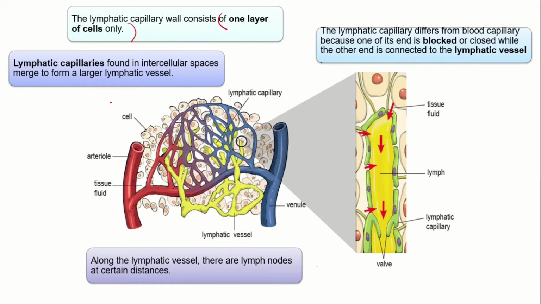The lymphatic capillary wall consists of one layer of cells. The lymphatic capillaries found in the intercellular spaces merge to form a large lymphatic vessel. Here you can see it will merge and form a large lymphatic vessel. The lymphatic capillaries differ from the blood capillary because one of its ends is blocked. So you can see it is blocked or closed while the other end is connected with the lymphatic vessel. Along the lymphatic vessels are lymph nodes at certain distances.